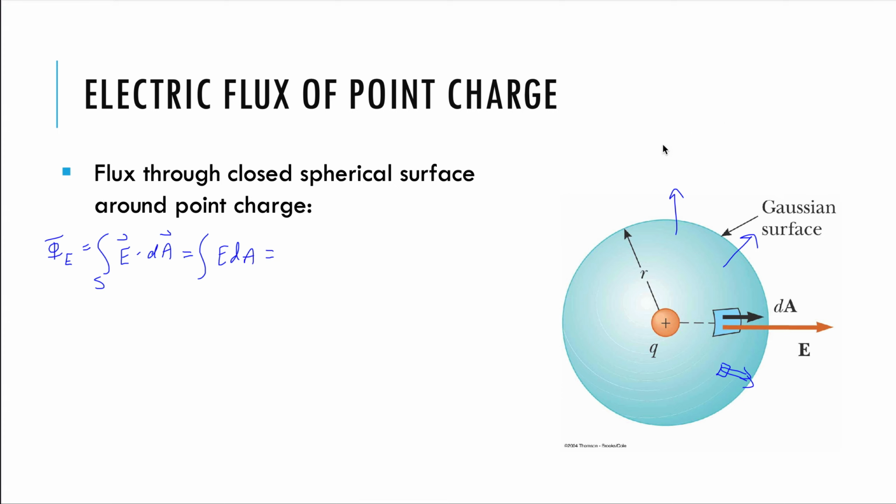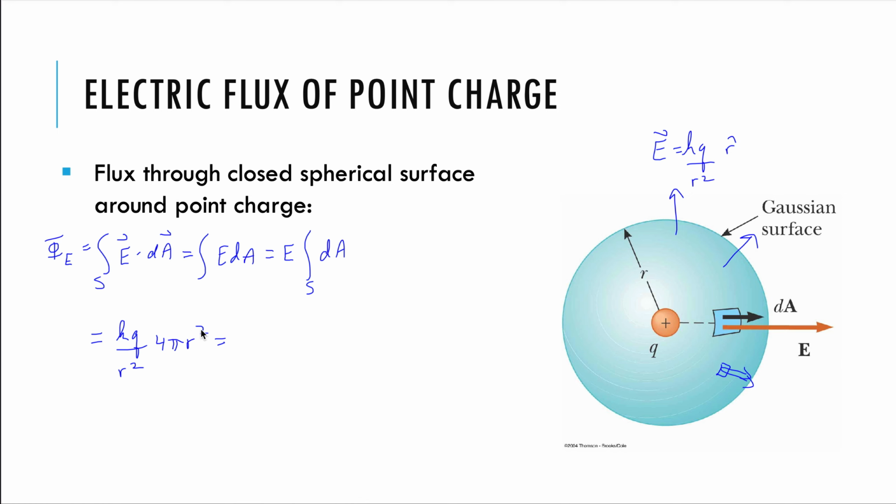The reason we know that is because E is given as kq over r squared. And if we have this spherical surface, it has a fixed radius r, so the field is constant along that surface. So the last thing that we need to do is integrate over this area here. Well, we're integrating over the whole surface of the sphere. The surface of a sphere is 4 pi r squared. So now we can rewrite this as kq over r squared for the E, and then the surface integral is going to be 4 pi r squared.